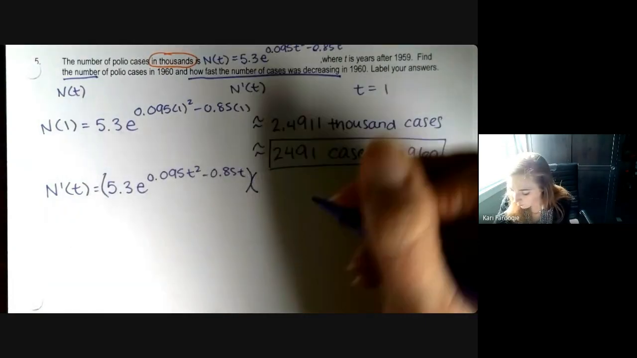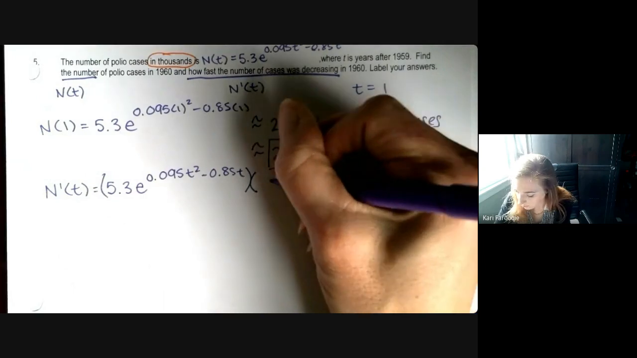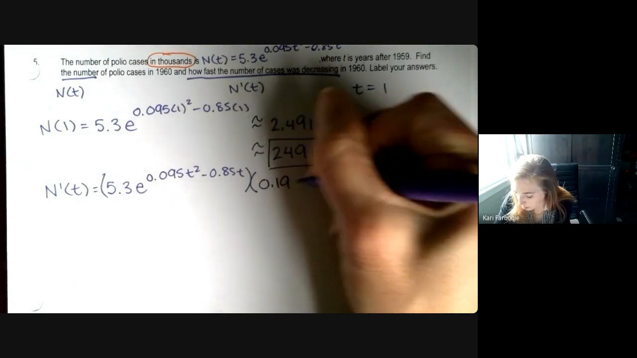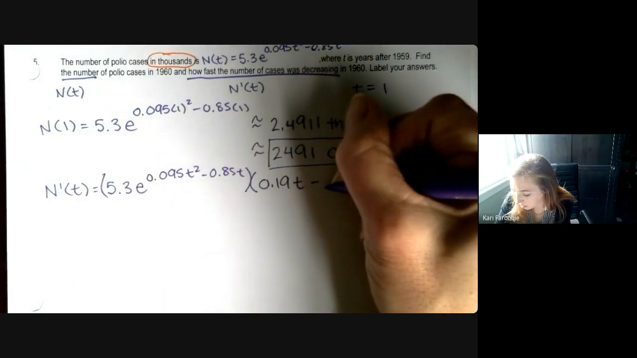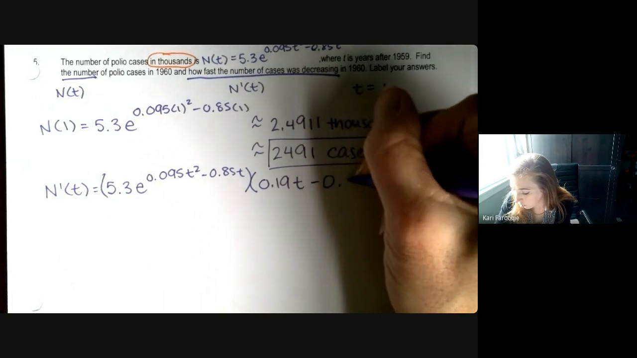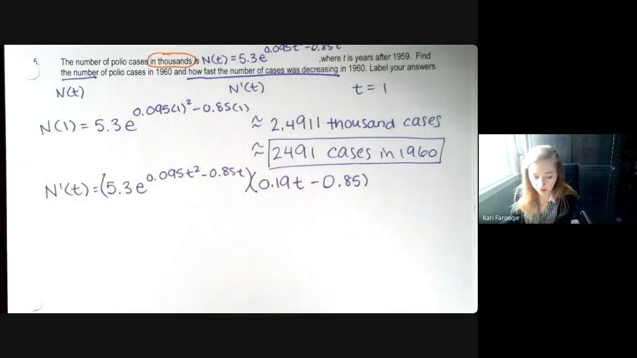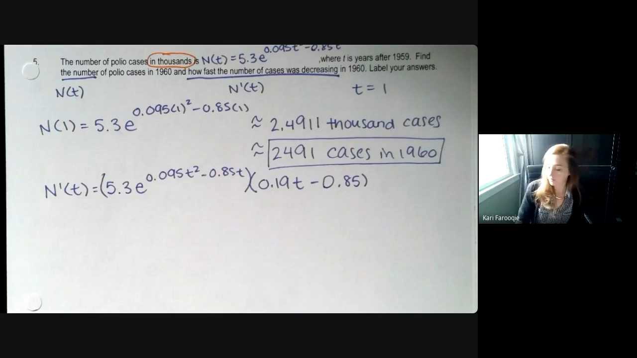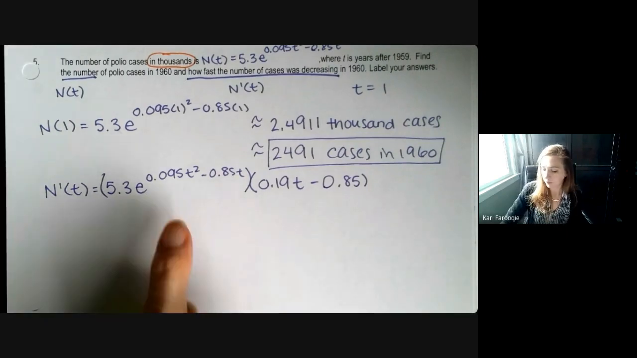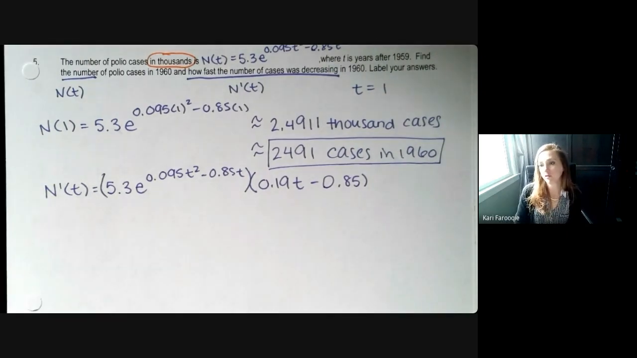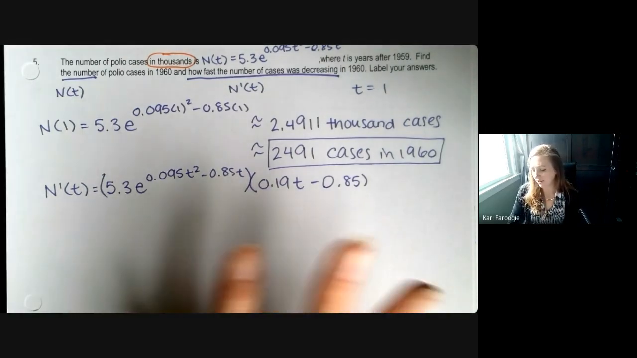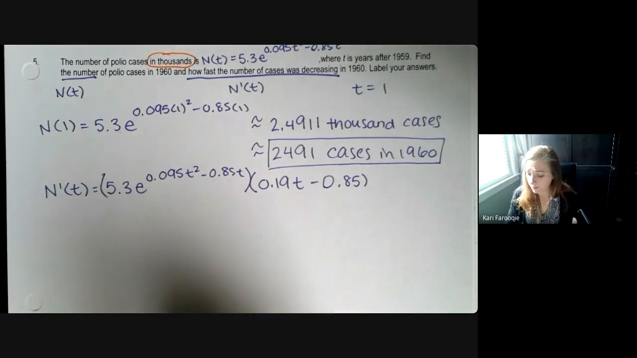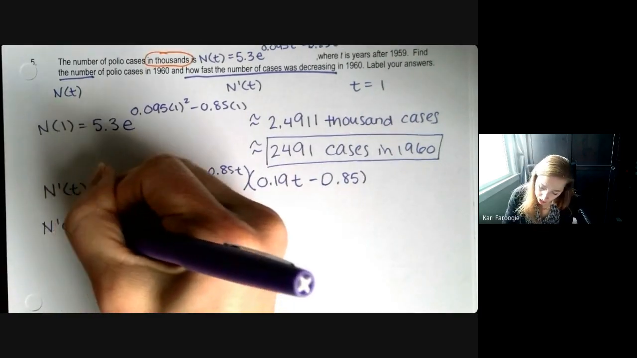So the derivative of the inside function here is going to be 0.19 t minus 0.85. I'm trying to get better about writing my leading decimals here, but that is the derivative of the inside function. Now, you don't need to go through and simplify this at all. Just evaluate it. There's really not a lot you can do to make this look much better. But we're going to take now n prime of 1.